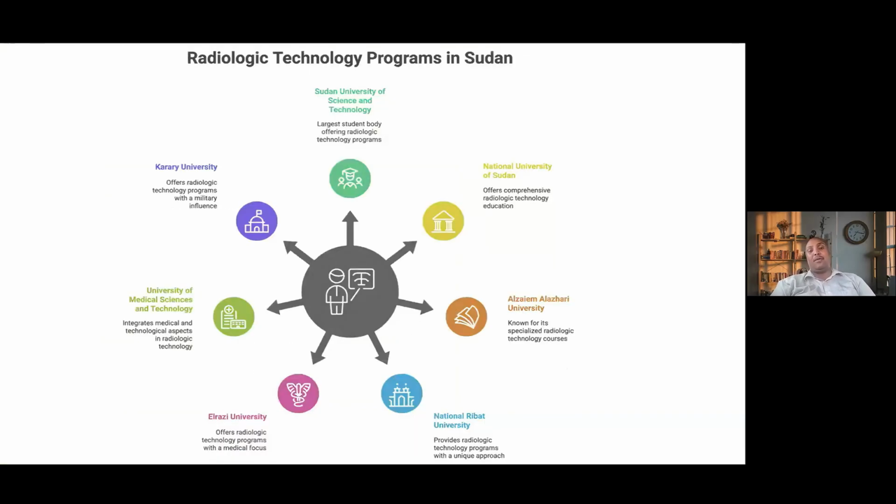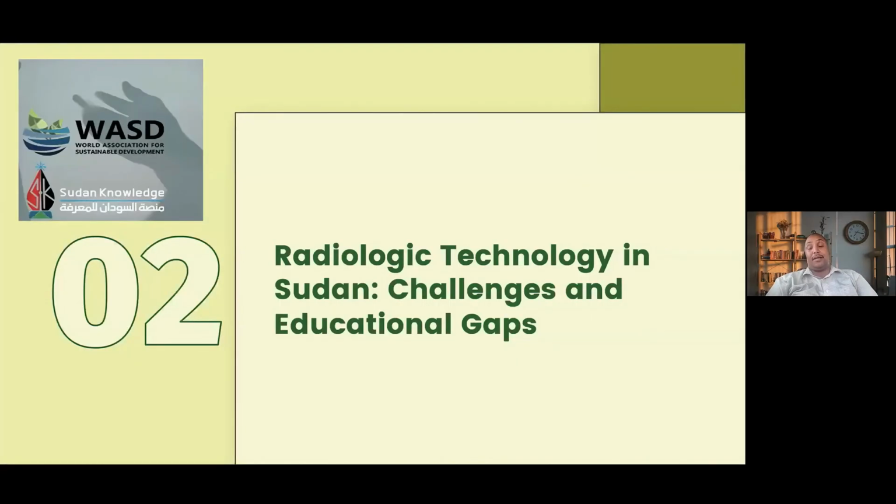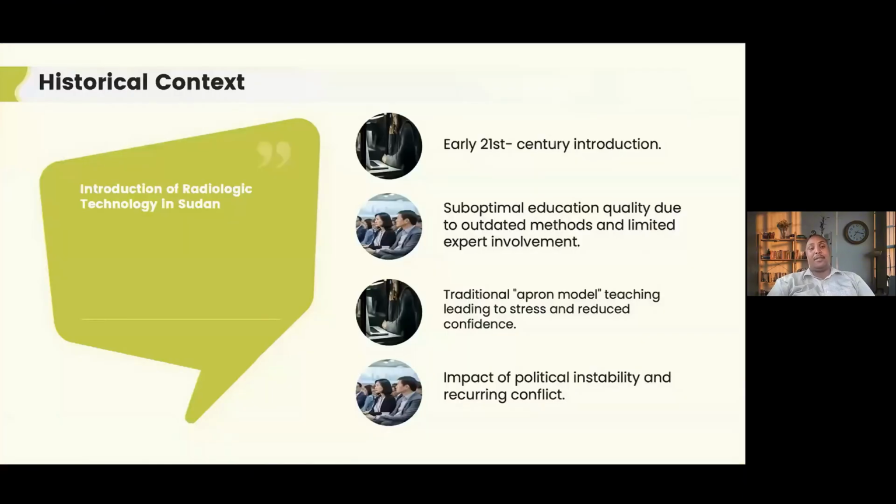In Sudan, most of the universities provide the radiology program. Most of those universities are centered in Khartoum, but there are some new programs starting outside of Khartoum. Different universities and colleges have different programs, and they provide bachelor programs, postgraduate diplomas, and also master's and PhD programs in different advanced techniques or modalities of radiology. This is very important, radiology as part of healthcare, so we need to train the students very well. There are many challenges, and many educational gaps in Sudan.